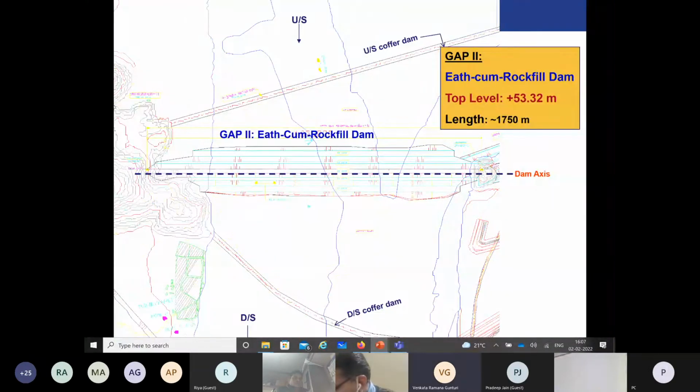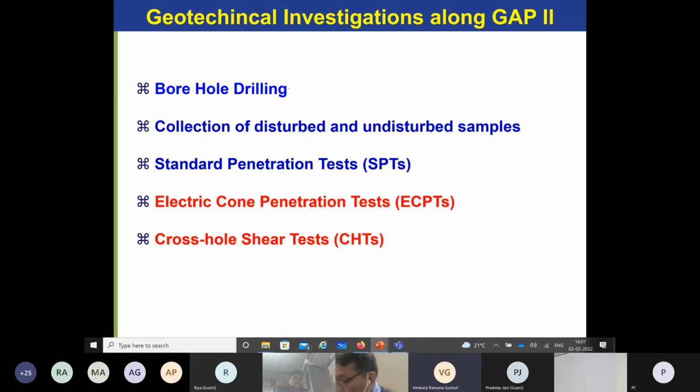The geotechnical investigations: several boreholes were drilled, UDS samples were collected, SPT tests were conducted. Then we said, see, this is a dam structure. We need better quality investigations. And I don't trust the SPT tests conducted below the water table. So electric cone penetration tests were conducted.